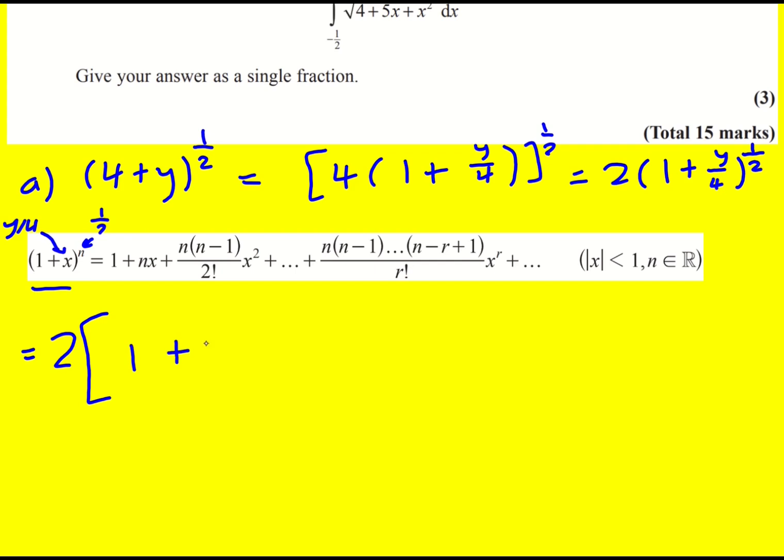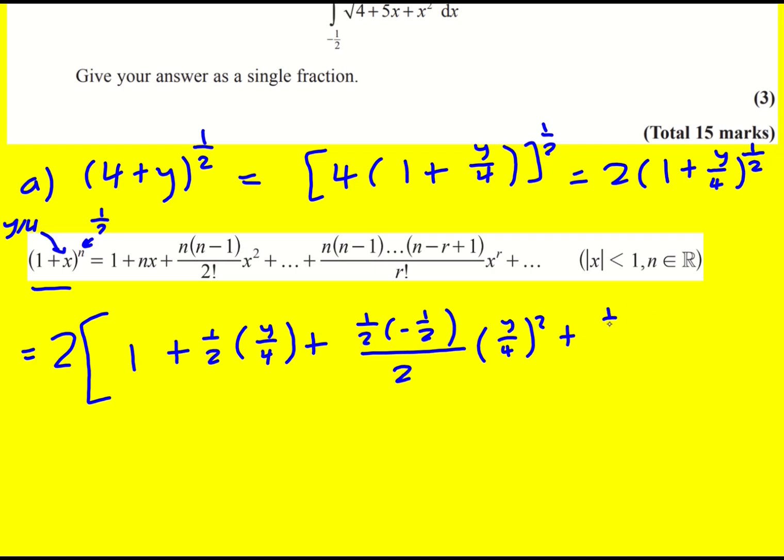So I'm going to get 1 plus a half times y over 4, plus a half times minus a half over 2 factorial, which is just 2, times y over 4 squared, plus a half times minus a half times minus 3 over 2, all over 3 factorial, which I'll write as 2 times 3, times y over 4 cubed, plus dot dot dot, but I'm only interested in up to y cubed.